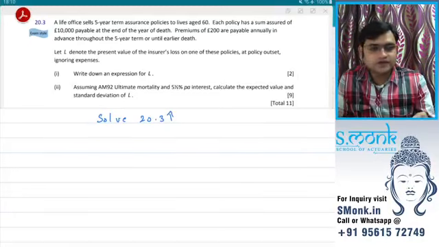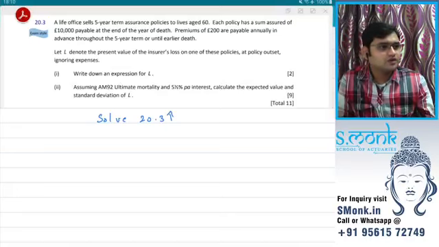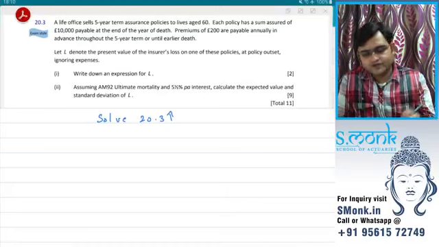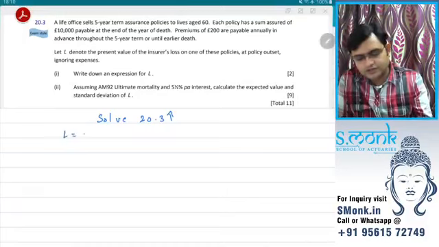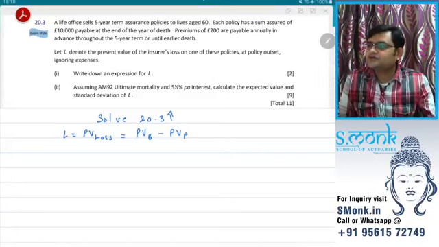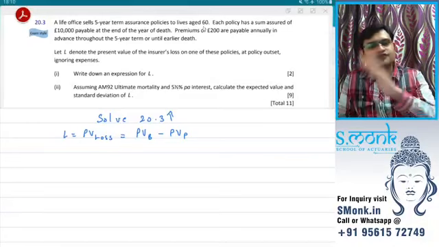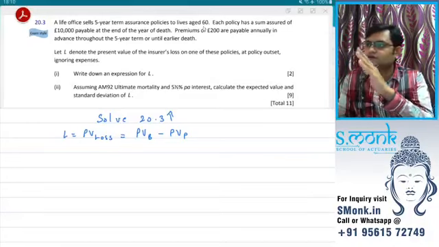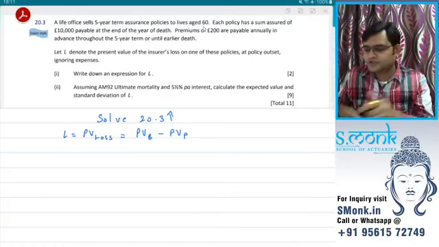L is nothing but the present value of loss. We know the loss is going to be the present value of benefit minus the present value of premium. Because we have a term assurance policy, we know that we'll have two groups here: when a person dies before the end of the term, that is 5 years, and when a person dies after 5 years.